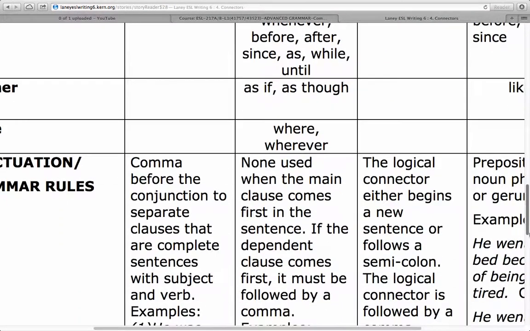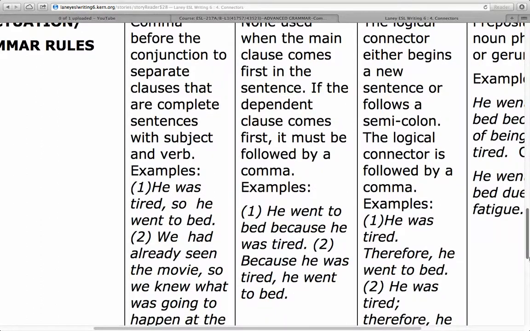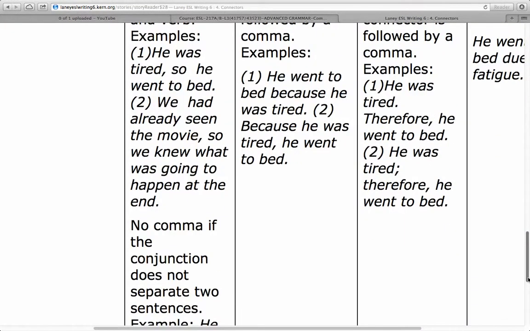Okay, and the rule is it begins a new sentence or it follows a semicolon, and the logical connector is followed by a comma. He was tired, period, capital, therefore, comma, he went to bed. Or you can do, he was tired, semicolon, no capital, therefore, comma, he went to bed. In many cases, you can also put the logical connector at the end of the sentence, but we won't worry about that too much right now.